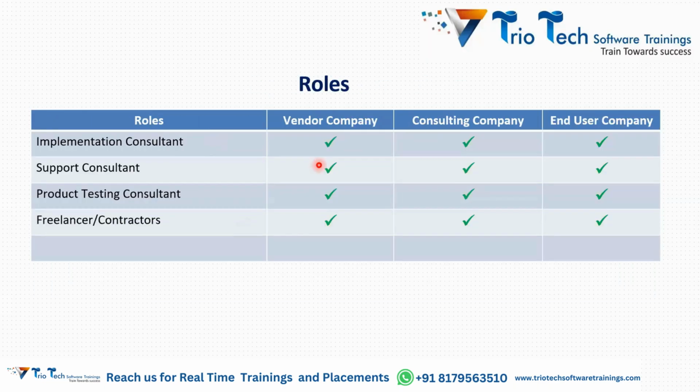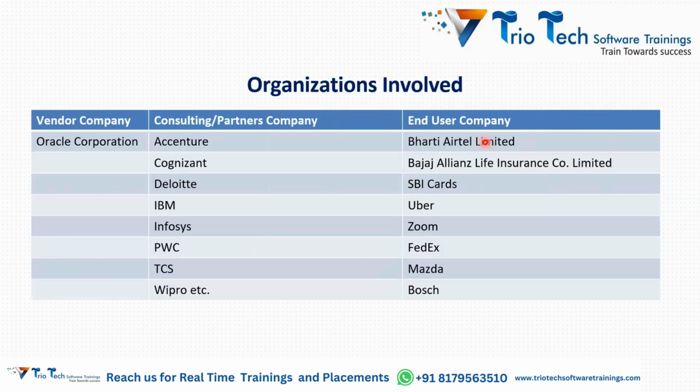Now let me move a step ahead, right? So we have discussed this concept: vendor company, consulting company, end user company. So where exactly do we lie in terms of examples? The vendor company, Oracle Corporation, the US-based tech giant who has developed this product, recently announced itself as an AI company, so in line with making the product on par with the latest developments in the field of AI and machine learning. Okay.